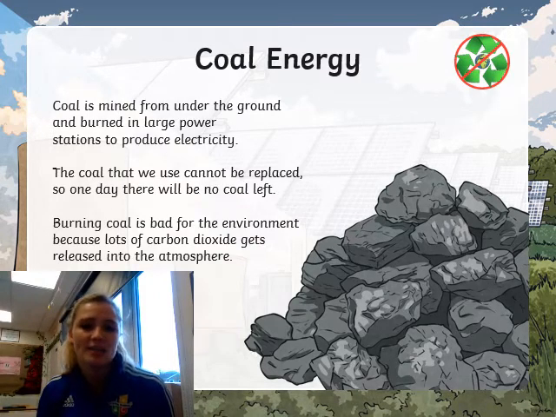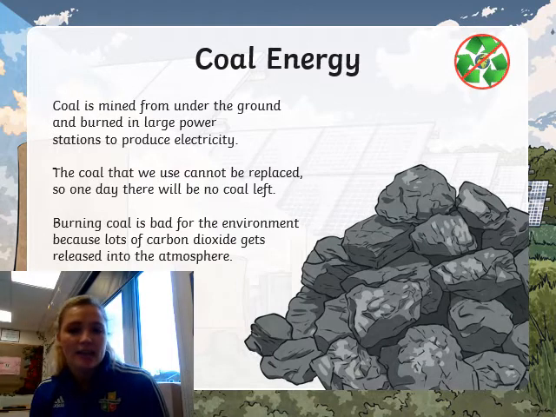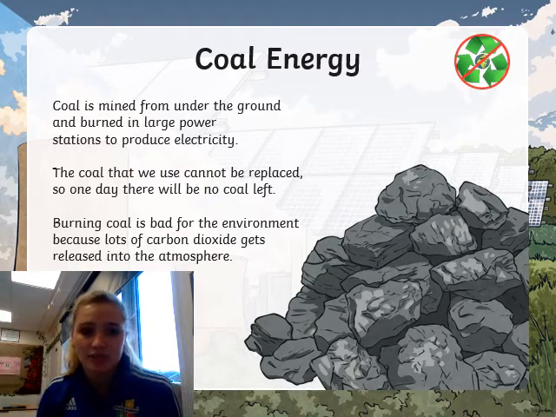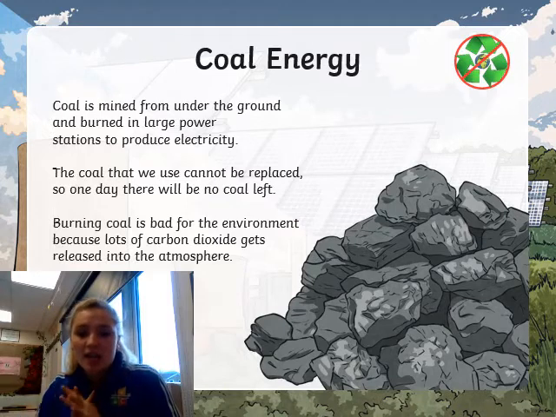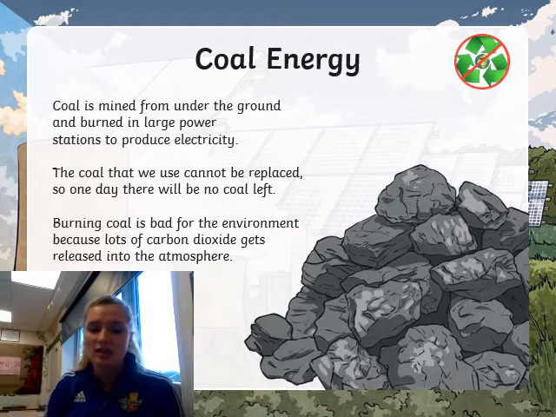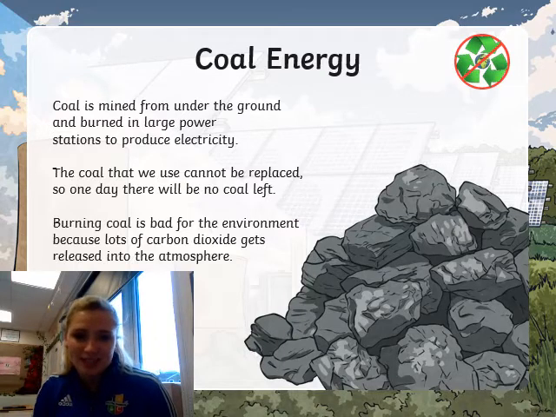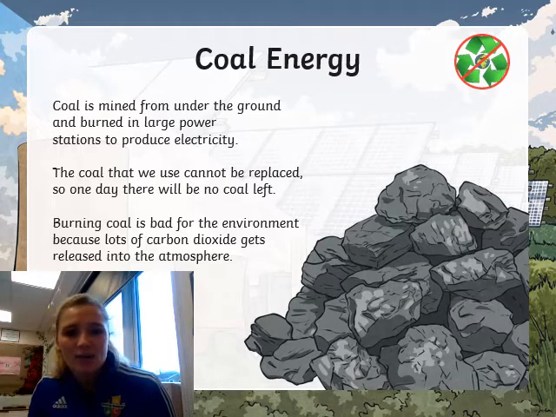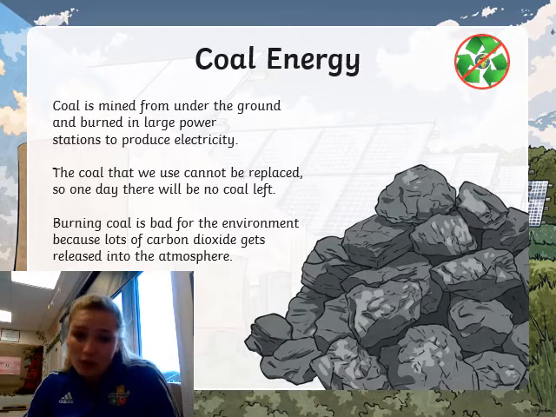Coal is mined from under the ground and burned in large power stations to produce electricity. In the big power stations, which you might see if you go to Escape, they look like massive chimneys that are pumping lots of smoke out. The coal that we use cannot be replaced. So one day there'll be no coal left.